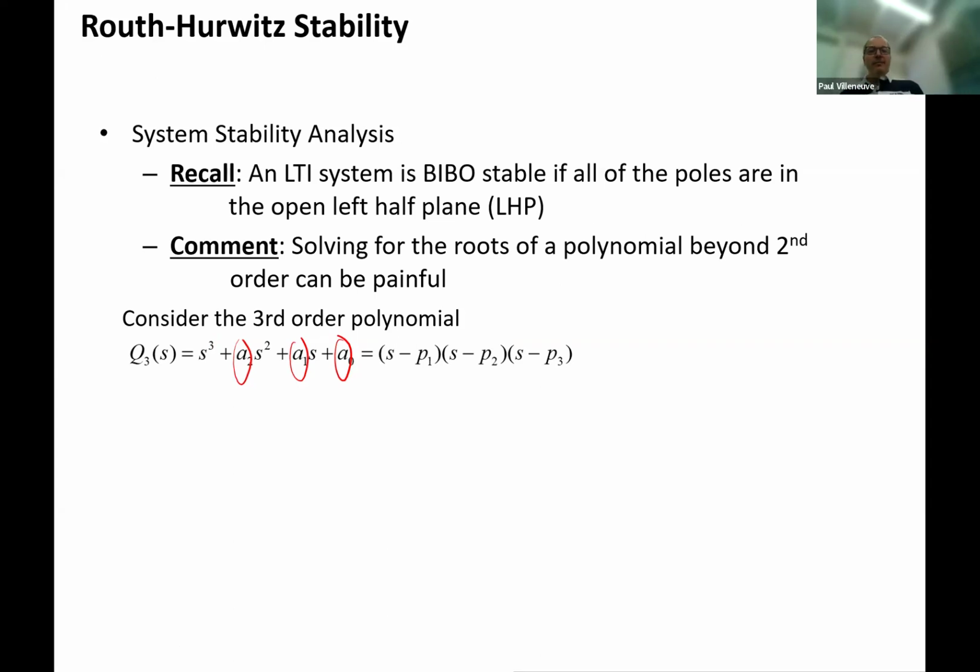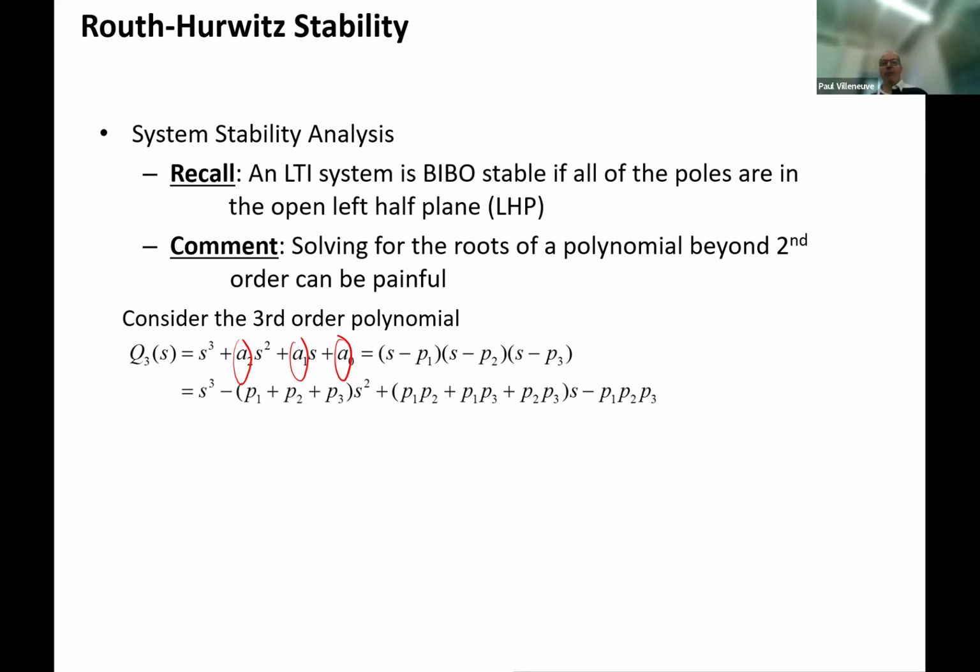So we're going to set it up in standard form where we're going to multiply. If we do have the roots, we're going to multiply them all out so that we have these coefficients, a2, a1, a0, and you can keep adding. This term over here is a 1, but it actually doesn't need to be a 1 when we do Routh-Hurwitz. We'll see that in a moment.